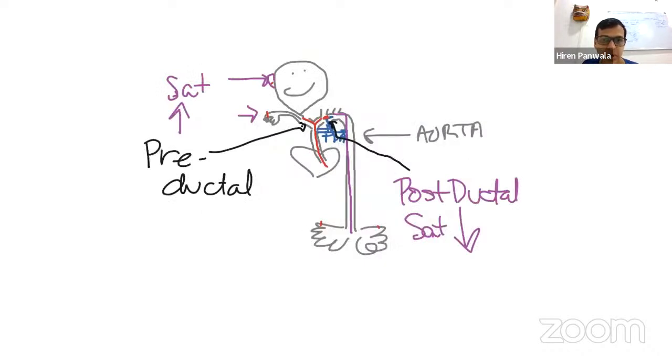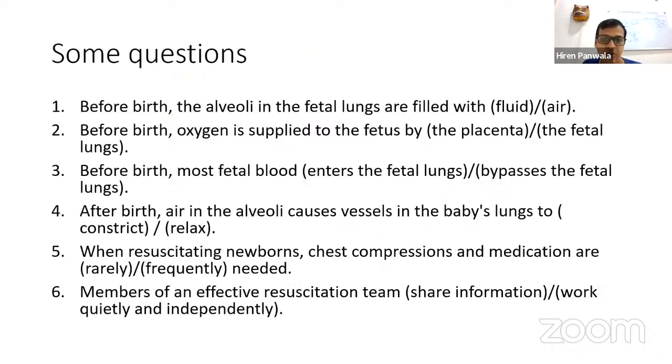Just a little bit of drawing, but we already discussed this. Before we go ahead, I want to emphasize that before birth, the alveoli in the fetal lungs are completely filled with fluid. Before birth, oxygen is supplied to the fetus not by the fetal lungs, but by the placenta. The mother's oxygenated blood goes in and acts as the supply of oxygen to the baby. The fetal lungs are filled with fluid. They are not working, not breathing, and not doing any gas exchange.